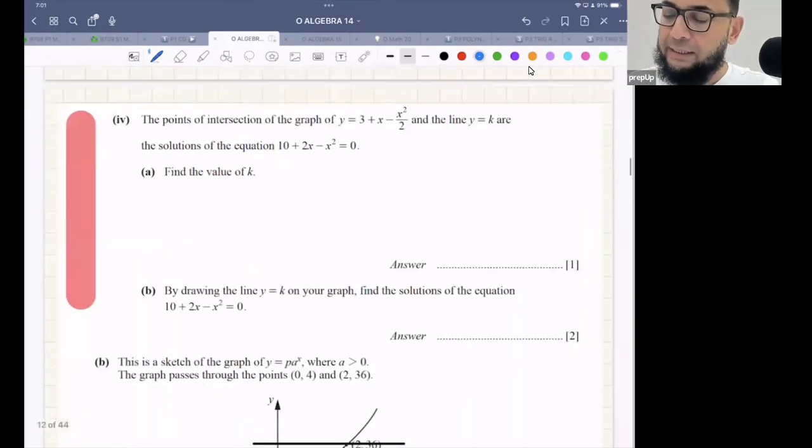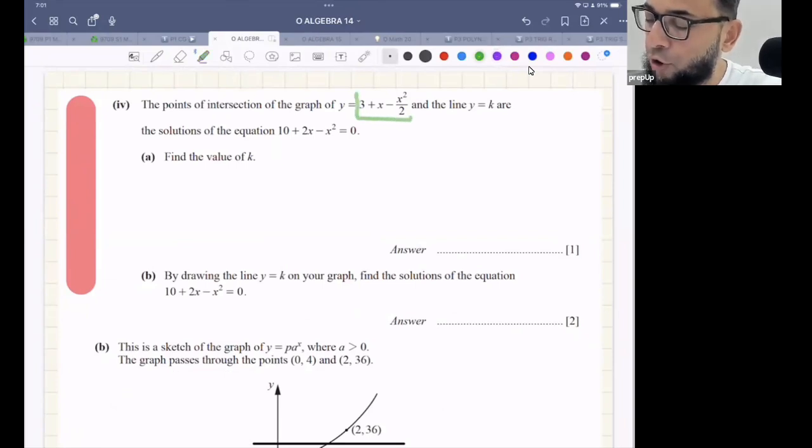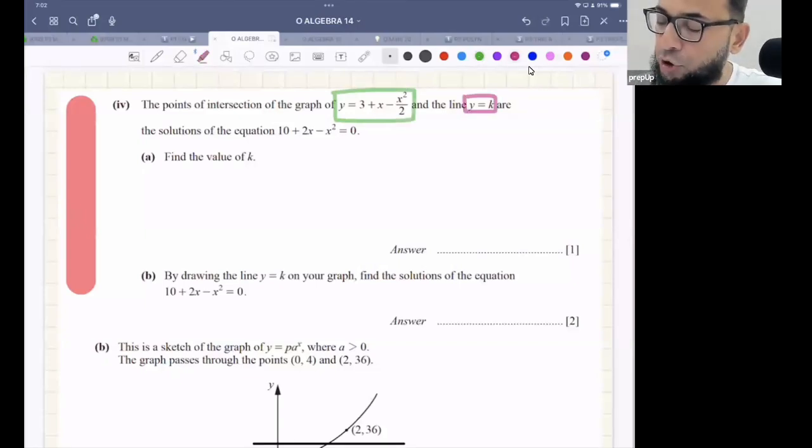Now let's look at this. The point of intersection of the graph and the line y is equals to k. So the graph was drawn in green. The point of intersection of this graph and the line, let me choose this color, y is equals to k, are the solutions of this equation. Find the value of k. Now another way of asking the same type of question.